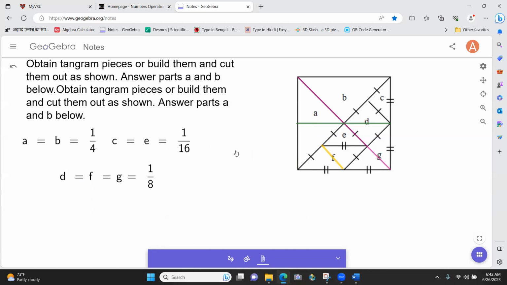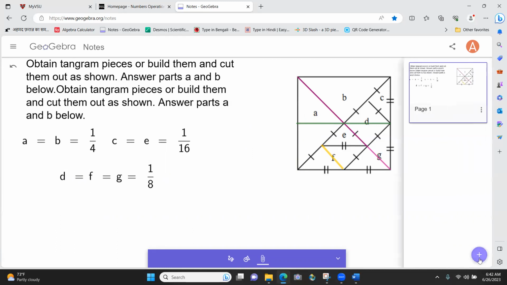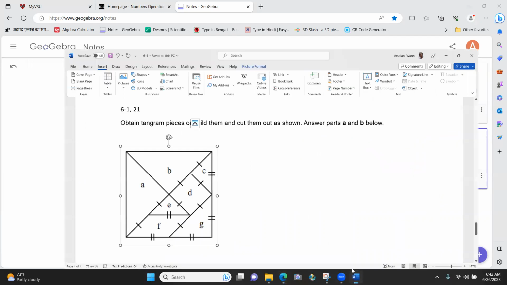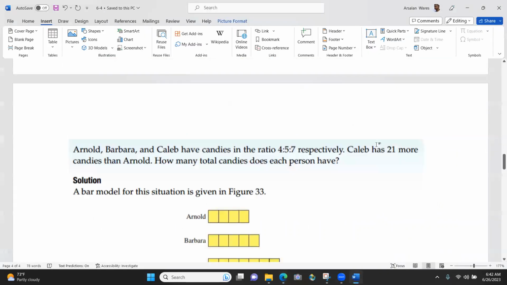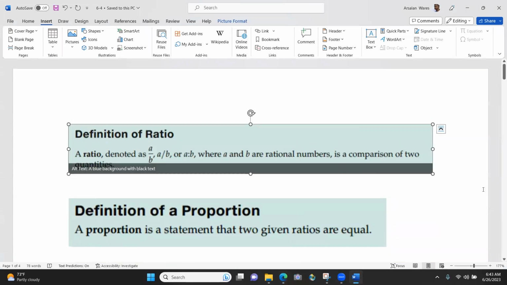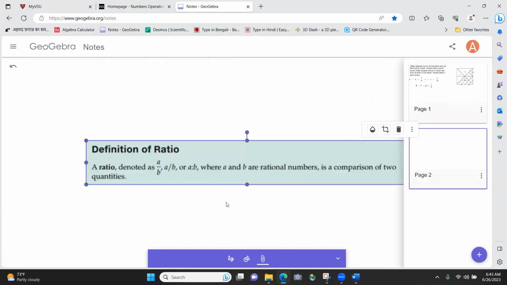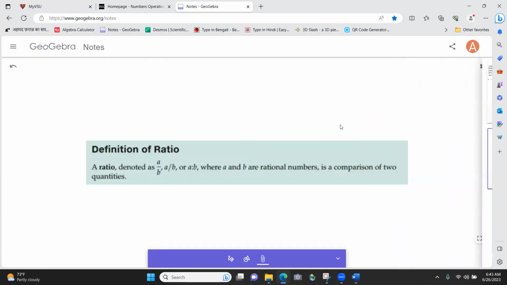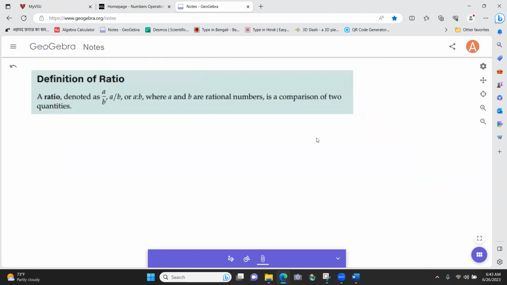Okay. Now we're going to start 6.4. Okay. 6.4, there aren't too many difficult concepts. It's about proportional reasoning and ratio. I'm going to explain a few things as clearly as possible. What's a ratio? A ratio is denoted as, I'm going to read it, then I'm going to explain it. A over B, or A to B, when A and B are rational numbers, is a comparison of two quantities.